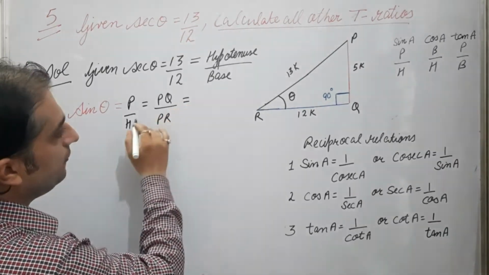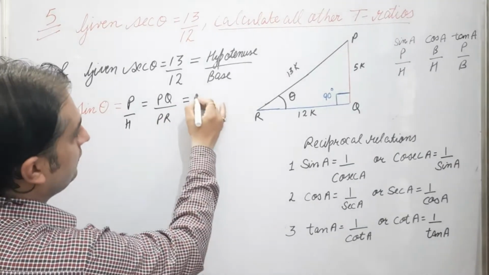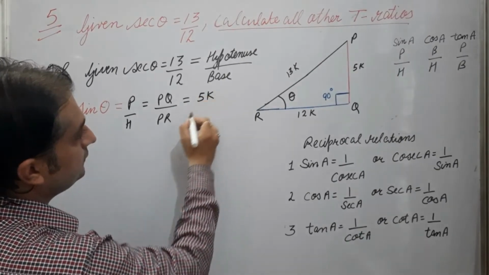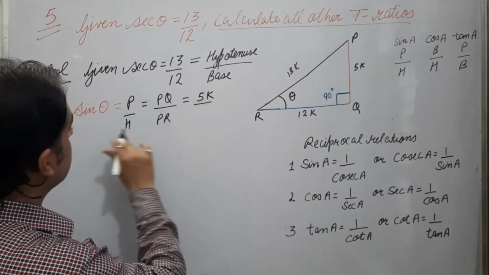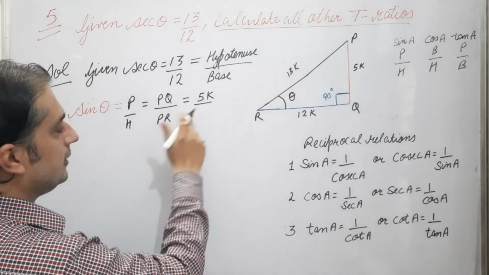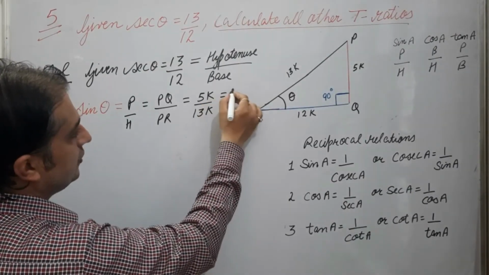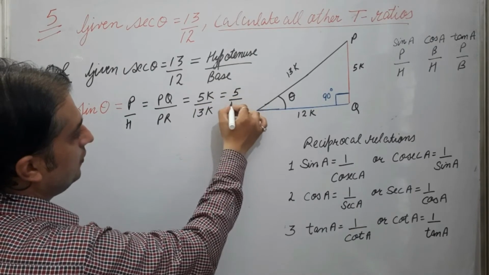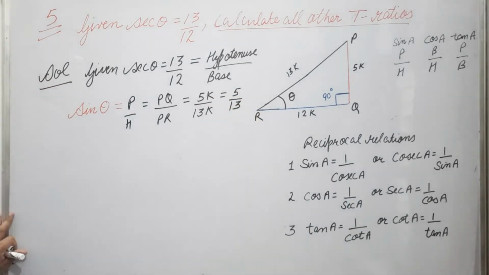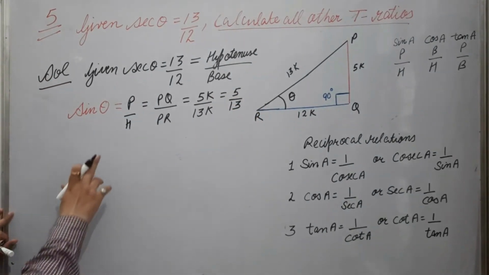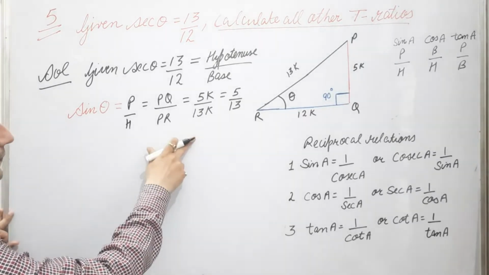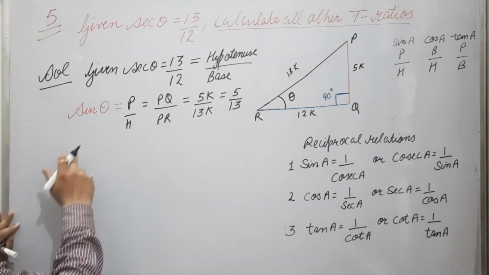You know the value of PQ. PQ is 5K, and hypotenuse is PR, that is 13K. So K cancels out with K, so the value is 5 upon 13. This is the ratio sine theta.